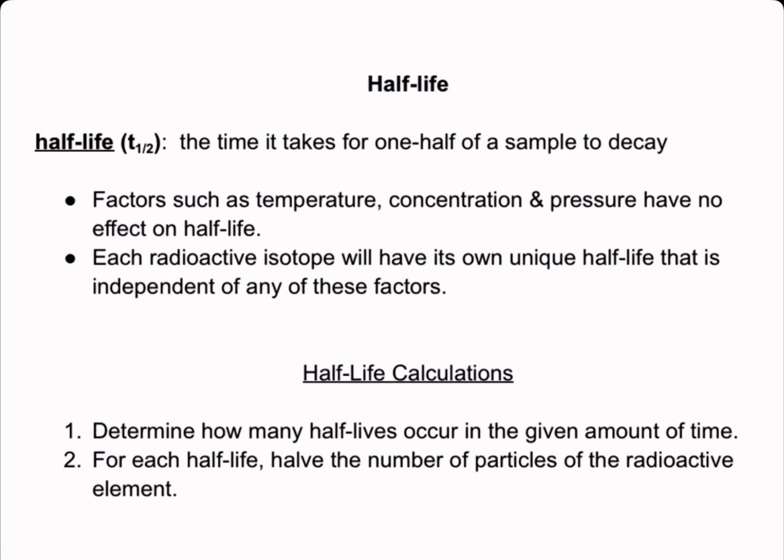We're going to set up our half-life calculations the same all the way through. We're going to always determine how many half-lives occur in the given amount of time, and then for each half-life, we're going to halve the number of particles of the radioactive element. Let's take a look at an example.